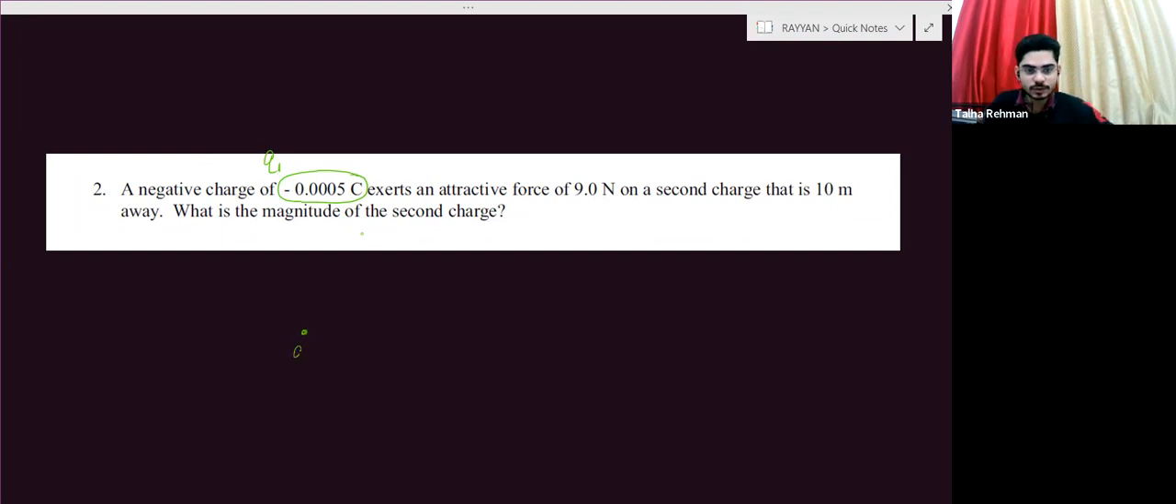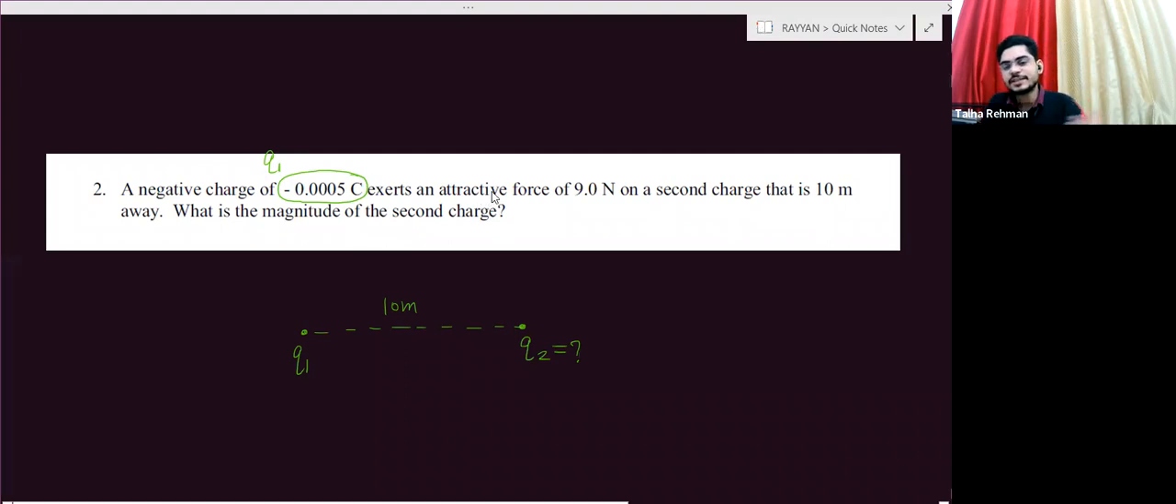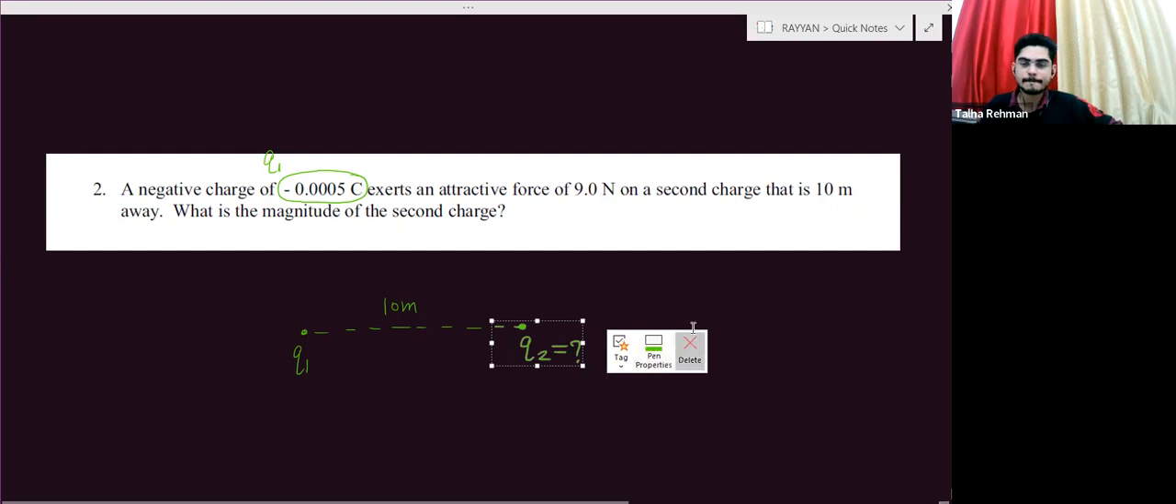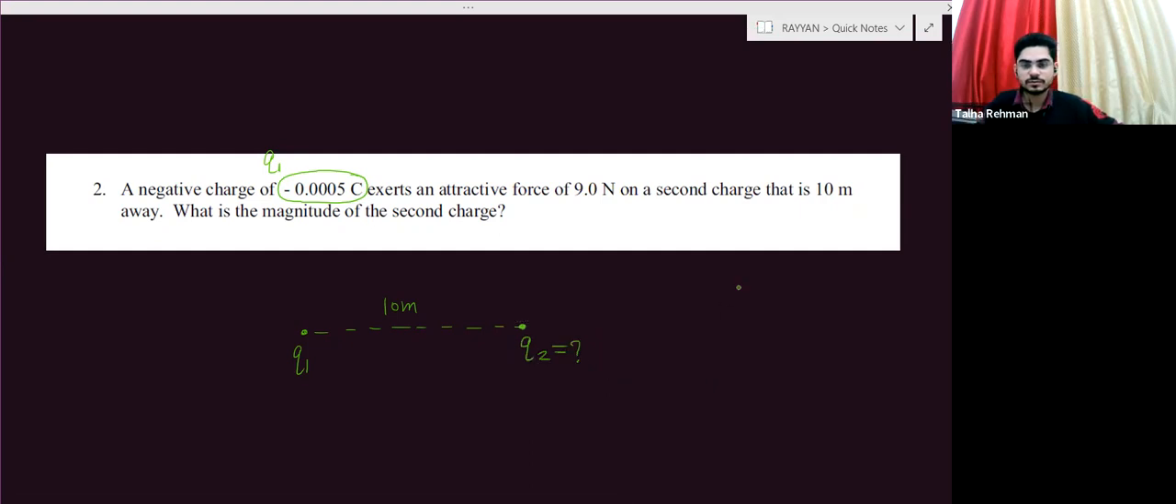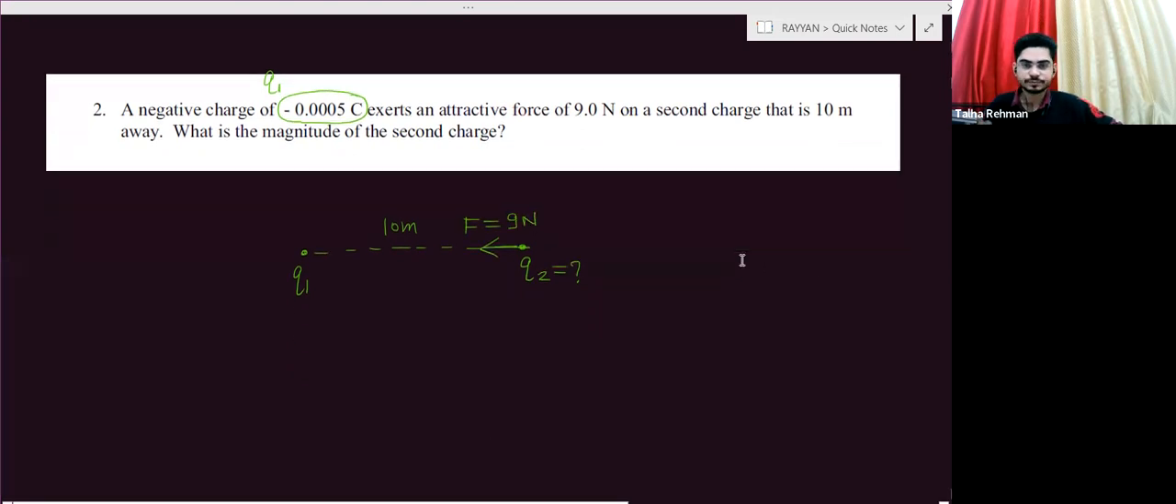Basically, here is our Q1, and 10 meter apart there is another charge Q2. This Q2 we don't know. And there is a force of attraction given. So can you tell me, will Q2 be positive or negative? First thing. Positive. Yeah, there will be the force of attraction. The force of attraction is given as 9 Newton.